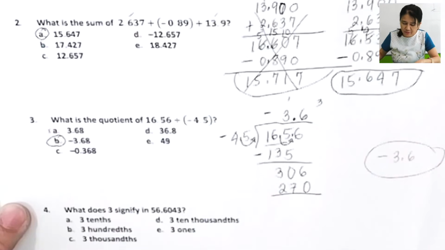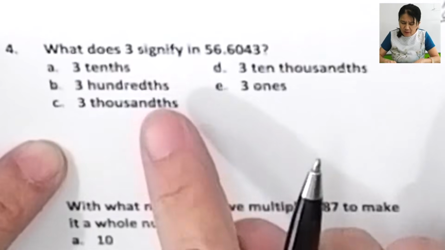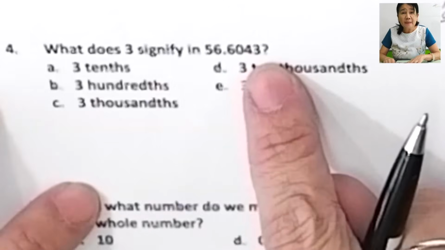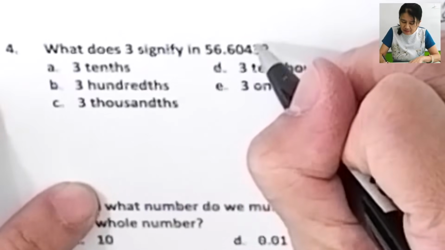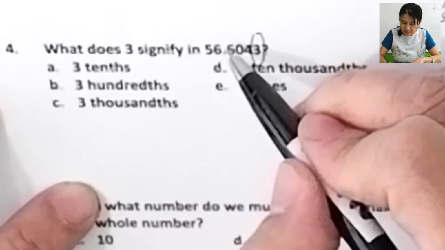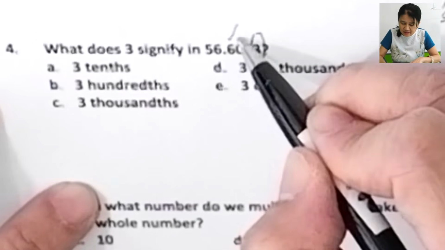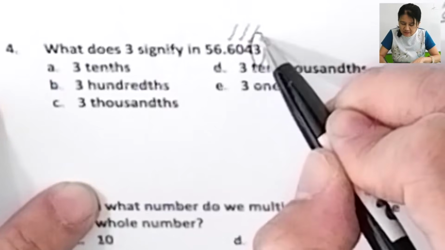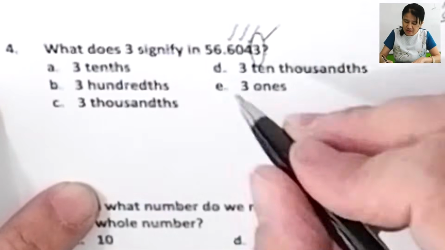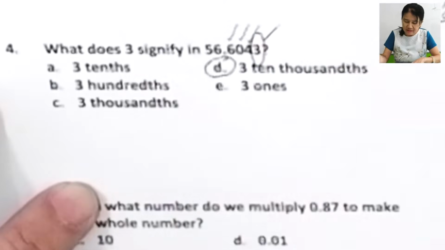Next, problem number 4. What does 3 signify in 56.6043? Remember, 3 here is here. I will mark it or encircle it. So we have here tenths, hundredths, thousandths, ten-thousandths. Ten-thousandths with THS. So the correct answer is D.